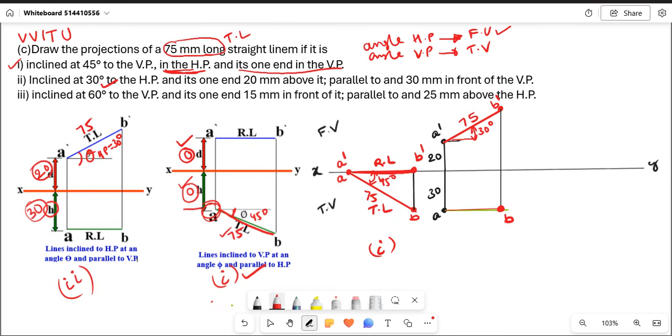So this is finally the top view. This length will be the reduced length. So this is the solution for the second case.